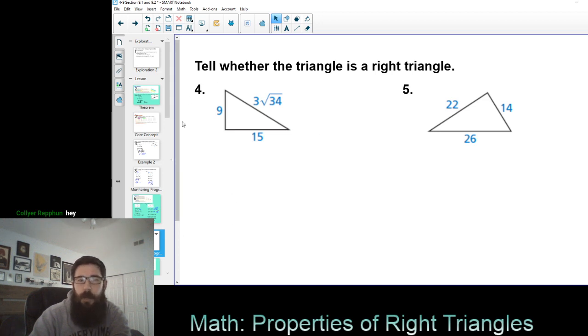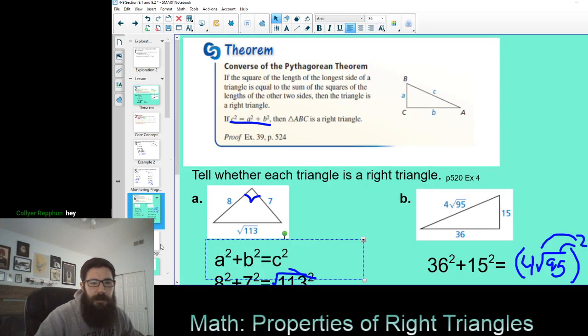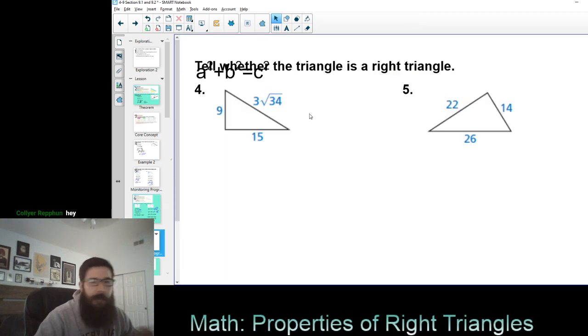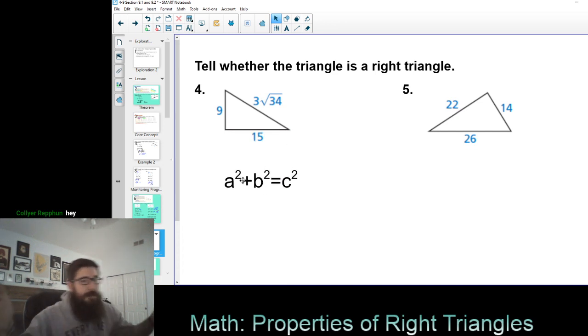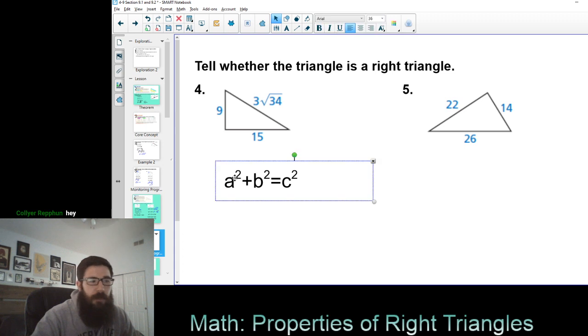I'm going to do one more, sort of the monitoring progress stuff on that same page there. Number 4, just because it has one of those square roots, and I think it's worth seeing another one of these. We're testing if it is right, so I'm just going to substitute numbers into the Pythagorean theorem and go from there. It appears that my right angle would be between 9 and 15, making those two my legs.